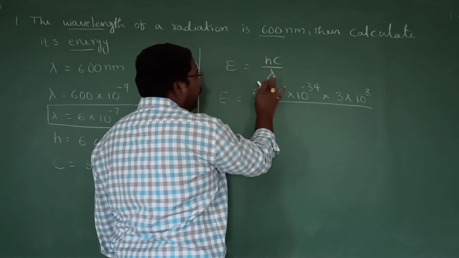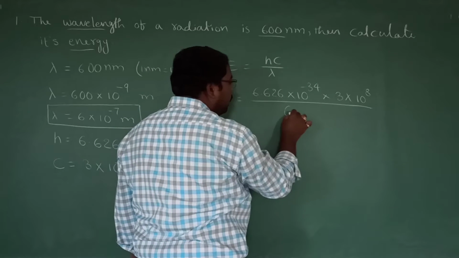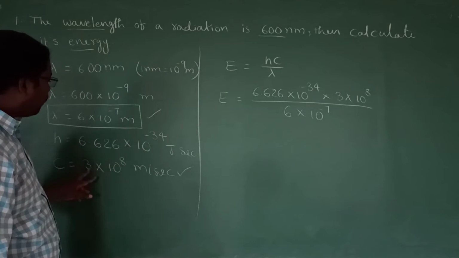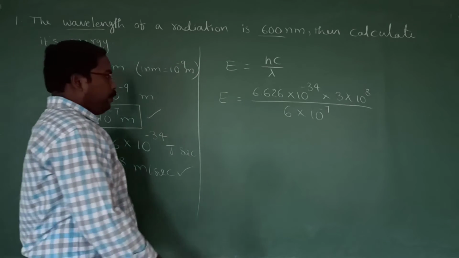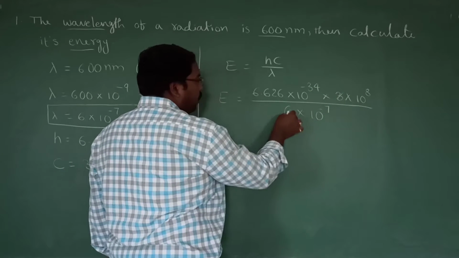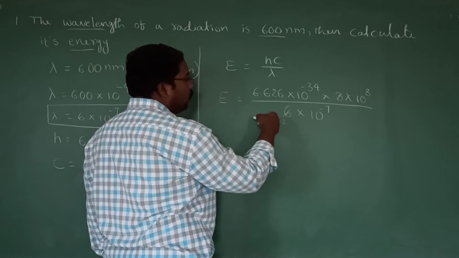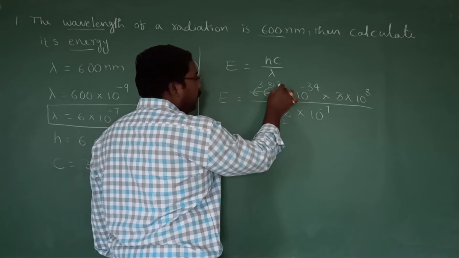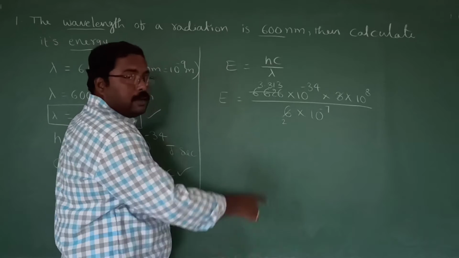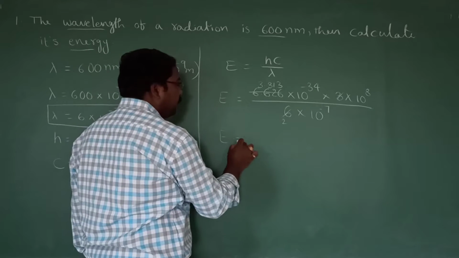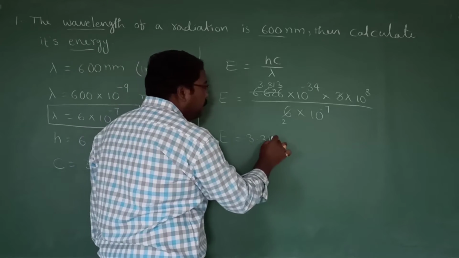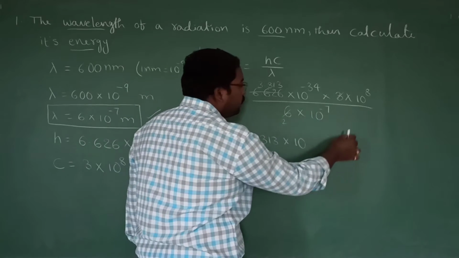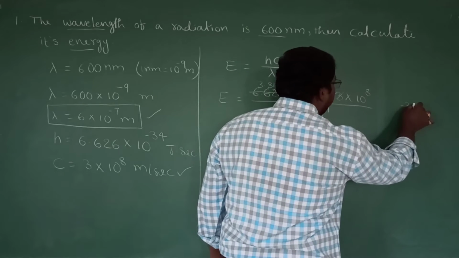Along with the wavelength of light, in meters, 6 × 10^-7. The 2 will be cancelled here, 2 times. The 2 will be cancelled here how many times? We get 3.313. Got it? Now what about the energy? So 3.313 × 10 to the power, what will come here? If you observe, minus 34.